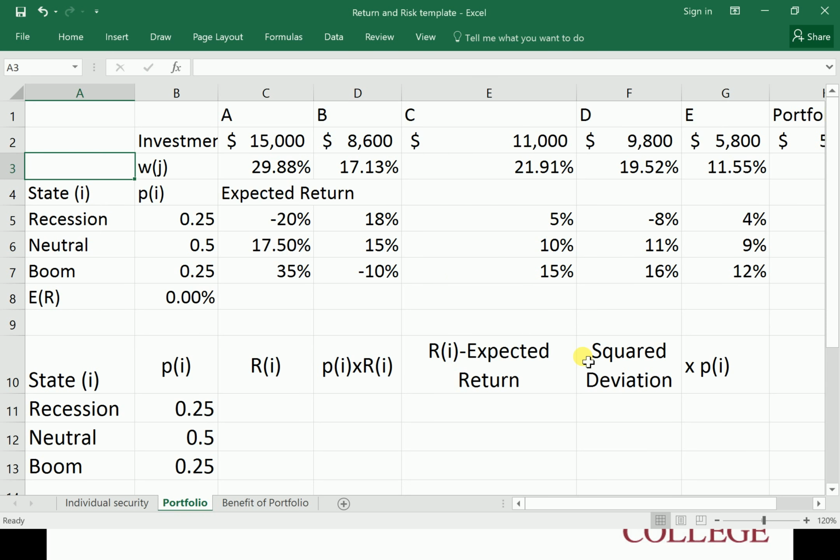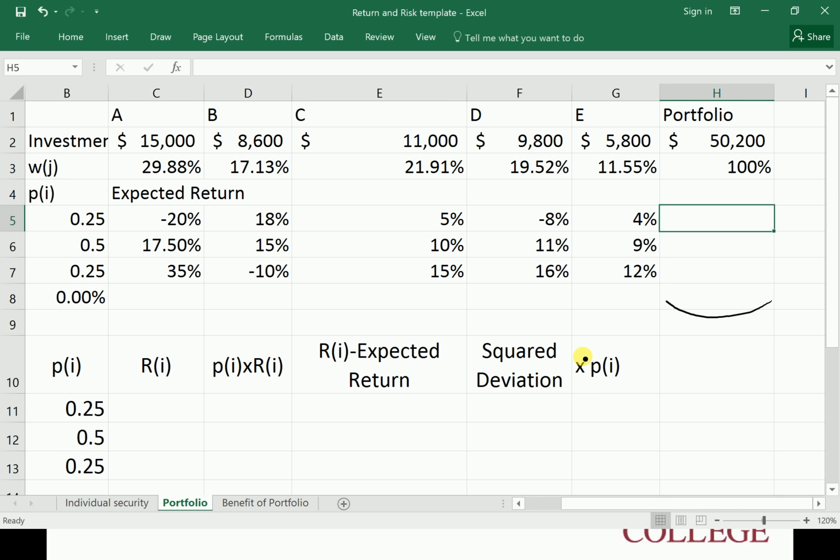So let's go back to the spreadsheet again. This is the return schedule. We have 3 scenarios: recession, neutral, boom, and 5 stocks, right? So what we have to do in step 1 is find the portfolio returns for each scenario. That's the first step. Okay? How to find it? We calculate the weighted average.